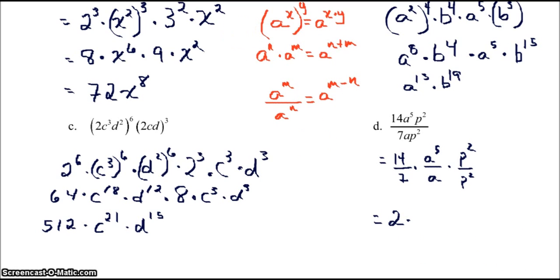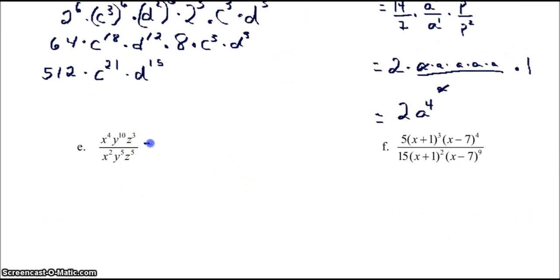So a to the 5th over a to the 1st is a to the 5 minus 1, the 4th. You could also think about it as you have 5 a's multiplied together on top. This is the product notation. Divided by 1 a. A divided by a is 1. These will cancel and you'll have 4 left over. Then over here, p squared over p squared is 1. So we have 2a to the 4th.